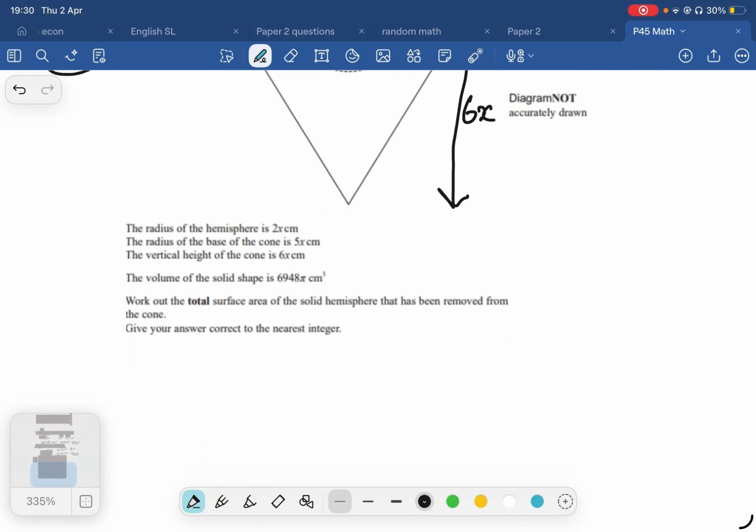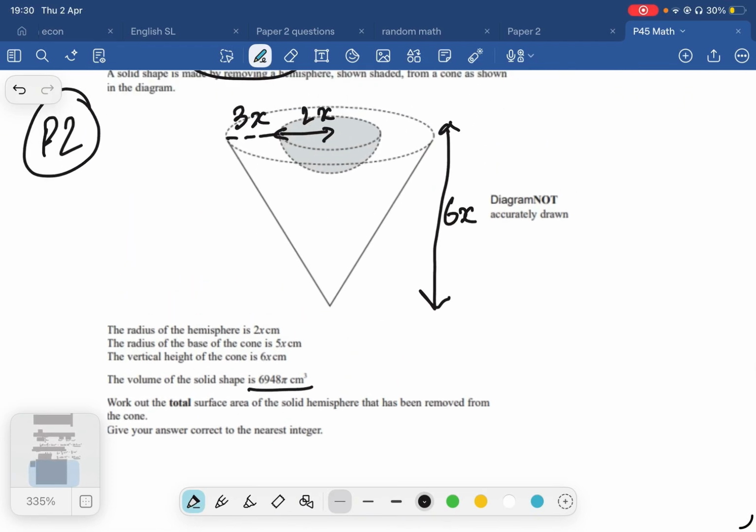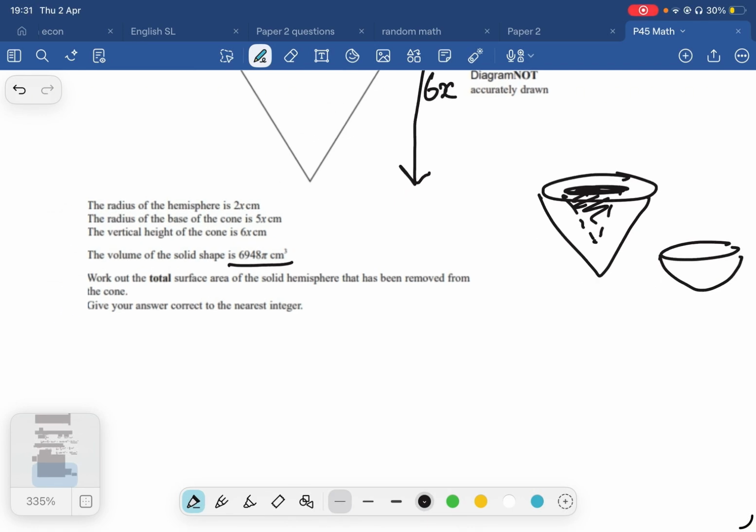All right. So they tell us the volume is 6948 pi centimeters cubed. And we need to find the total surface area of the solid hemisphere that was removed. Not the surface area of the shape they create, which would be something like an ice cream cone with a hole inside. We don't want to find the surface area of that. We want to find the surface area of the hemisphere they removed. Okay, how do we do that?